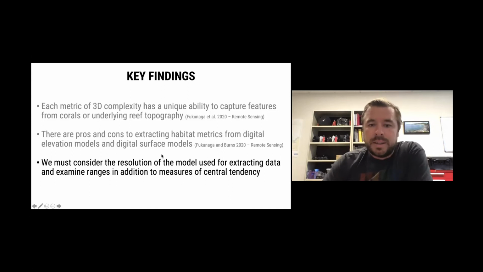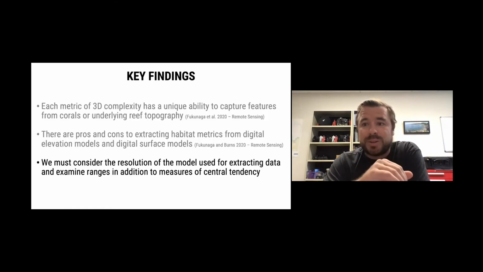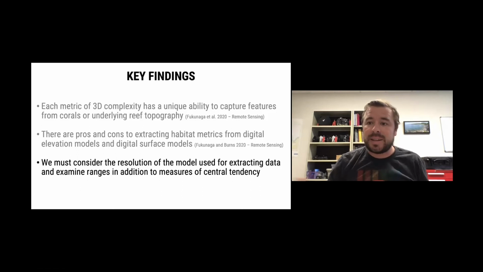So things like the resolution and using range versus central tendency are all very important in how you interpret these data. And I'll come back to this because what I've been trying to do for years, which I'm excited to share with you all today, is use these to predict things like the abundance of reef organisms, such as fish. And you can't do that effectively unless you know what these structural metrics are representing.